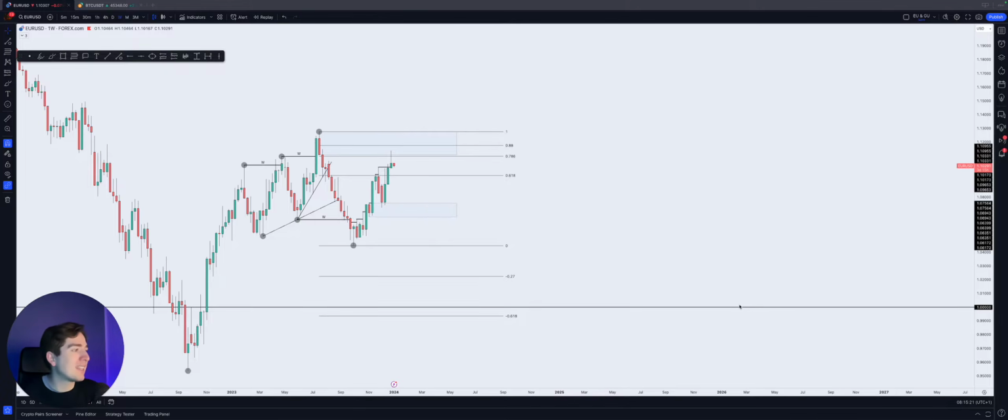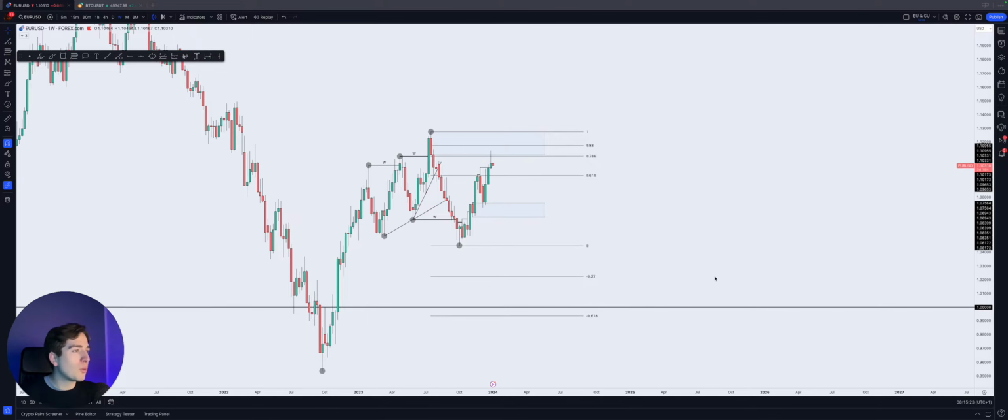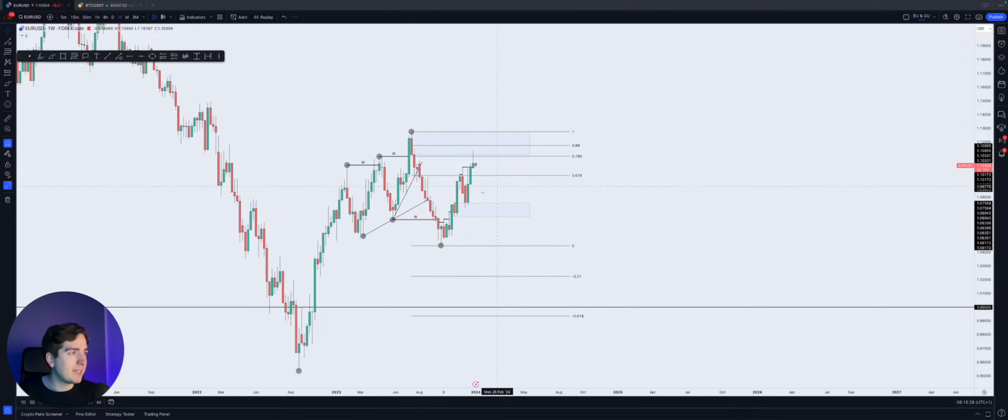Starting off with Euro Dollar, the weekly has tapped in towards this extreme area of supply, rejected pretty much that 786 fib. So for now, we are obviously looking to see that downside continuation after seeing a pullback in swing structure back up in towards the overall extreme area of supply.